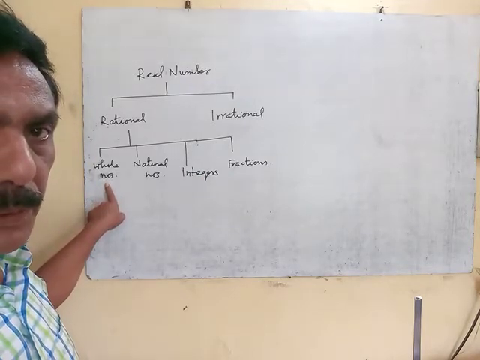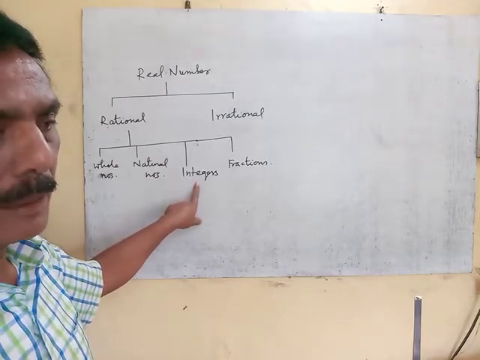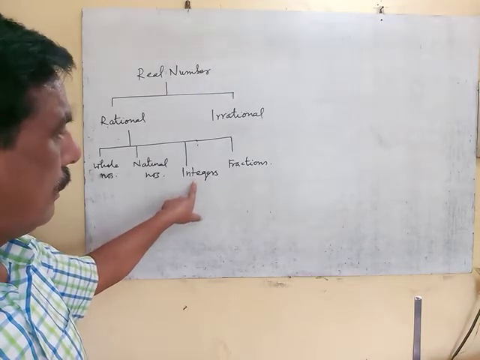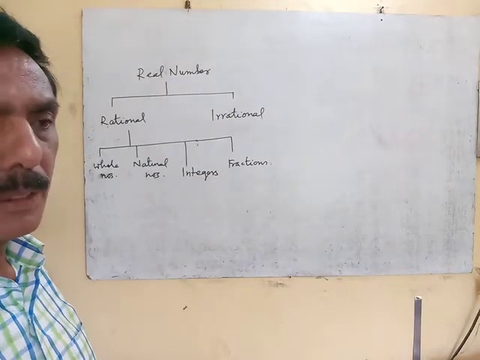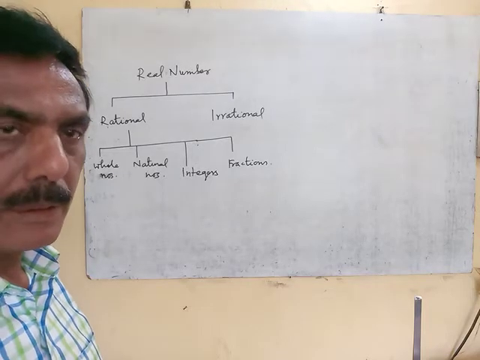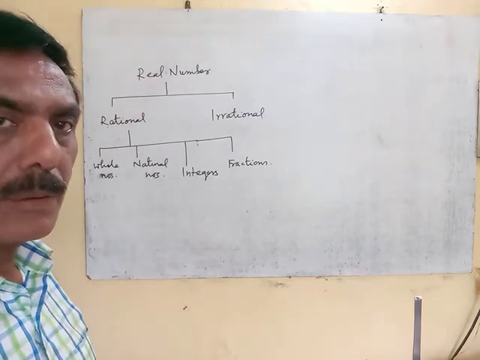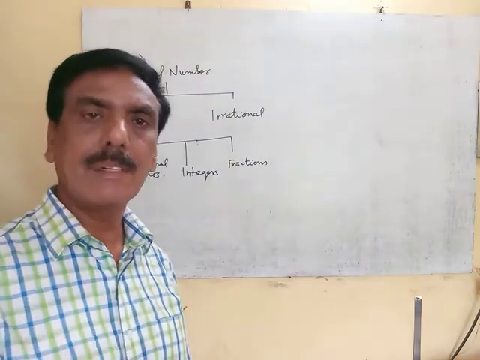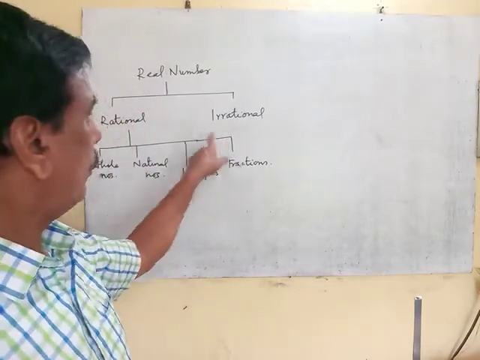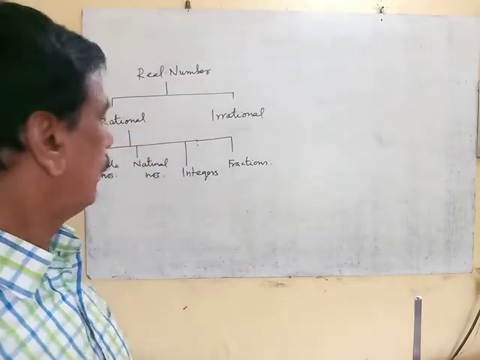Whole numbers begin with 0, natural numbers begin with 1, integers are all the numbers: negative numbers, 0 and positive numbers. And a fraction is a number which has a numerator and denominator. One thing here, fractions are never negative, mind it. Even the negative fractions belong to decimal numbers.